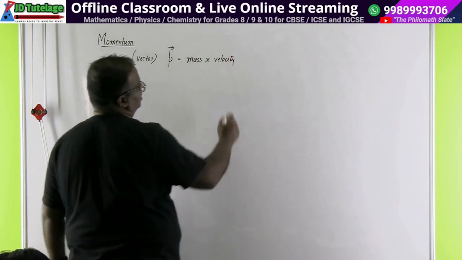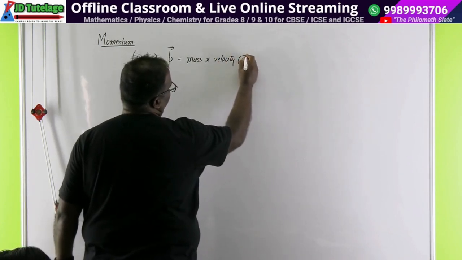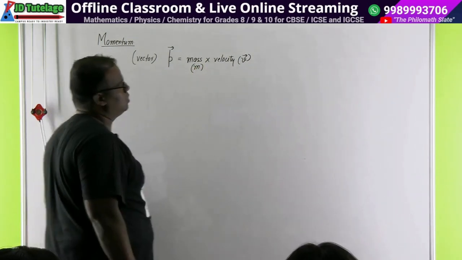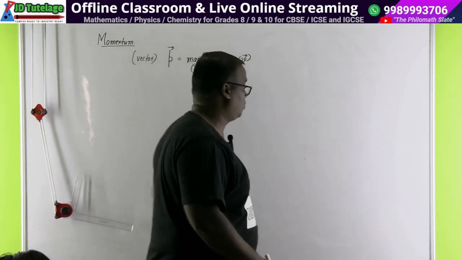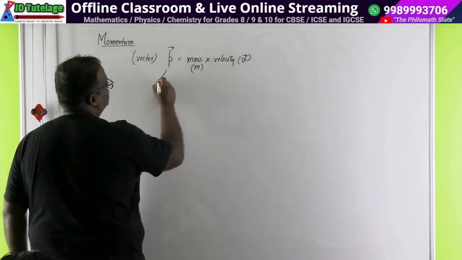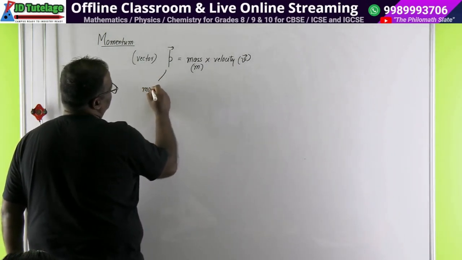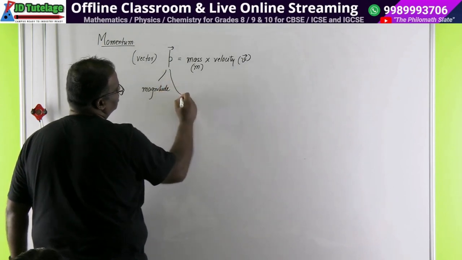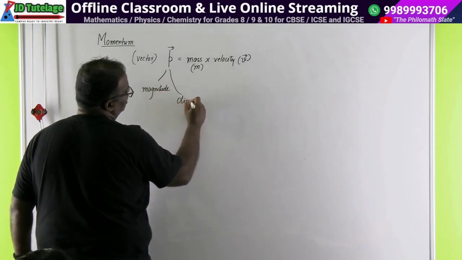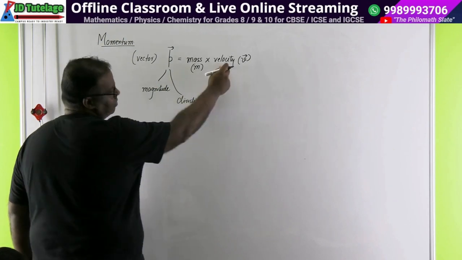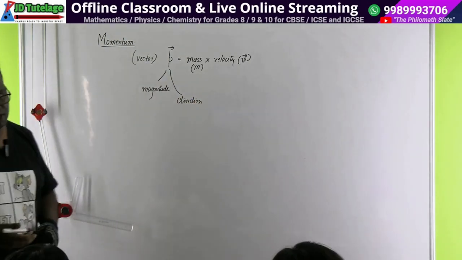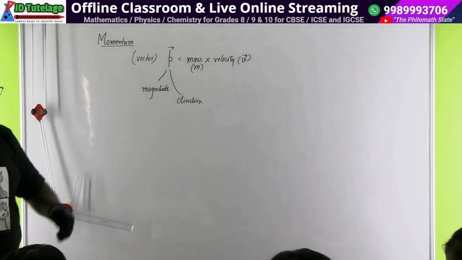Mass into velocity, and velocity is v, which is a vector. Mass is m, which is a scalar. Scalar into vector is always a vector. So momentum is a vector quantity, which means momentum has got magnitude and direction. What is the direction of momentum? Vector parent ka jo direction hoga, whichever way is the velocity, that direction. So samajhne ki koshish karte hain, okay?